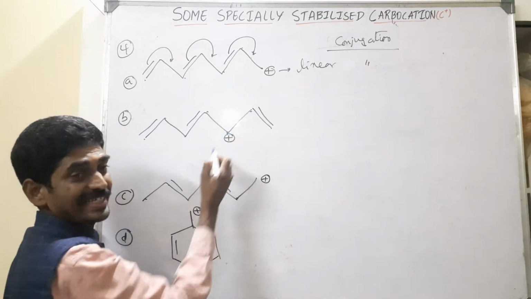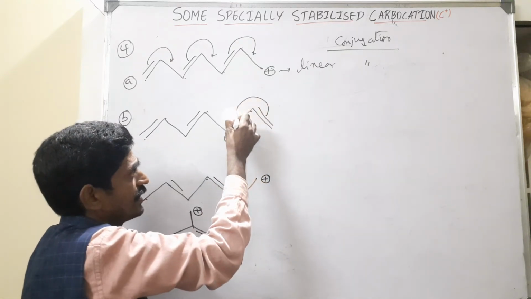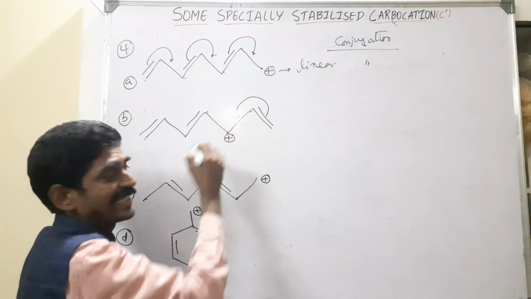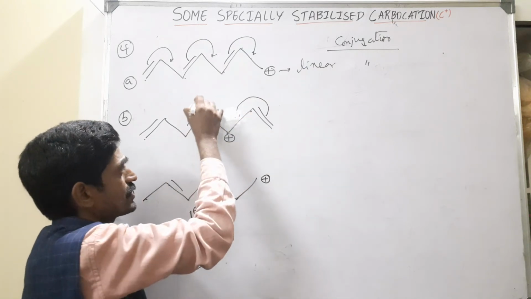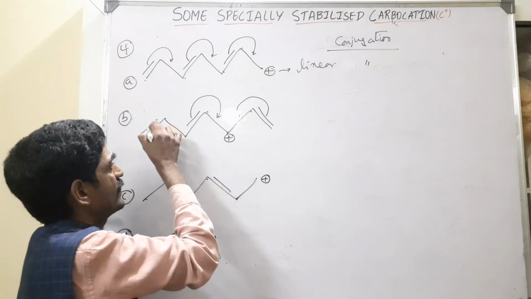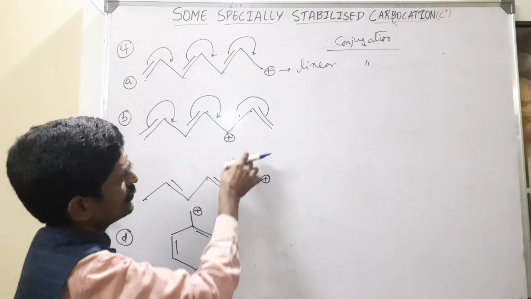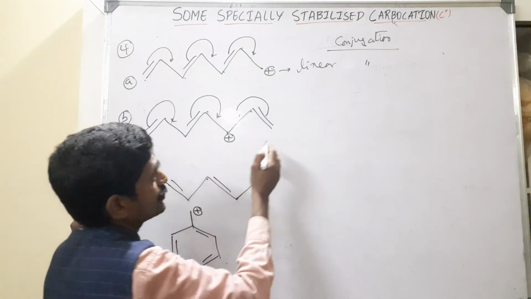Then what about here? Here the positive charge is there, right? These pi electrons are shifted, delocalized, and make a double bond, and it is getting stable. These pi electrons are delocalized and getting stable, and they make the carbon getting the positive charge stable. So this type of conjugation is called cross conjugation.